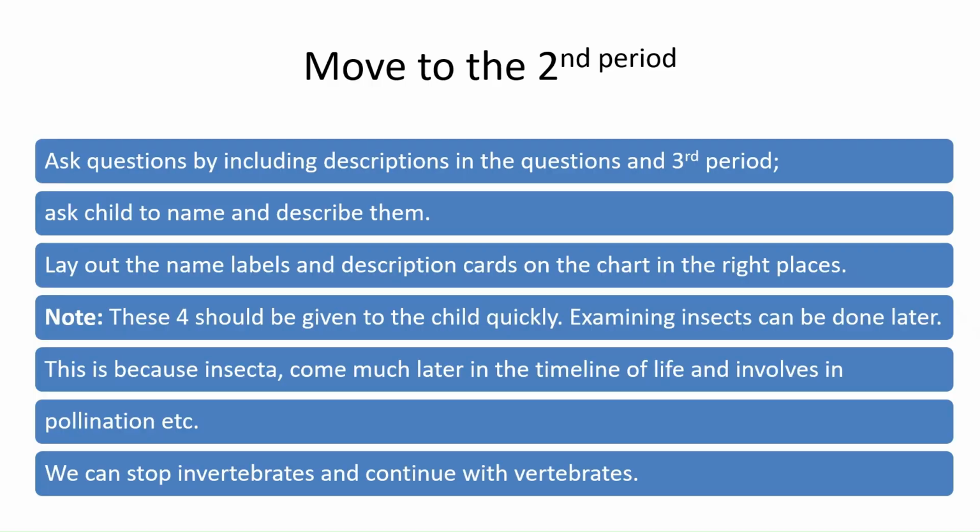Now we move on to the second period by asking questions and include descriptions in the second and third period. Ask child to name and describe them. Lay out the name labels and description cards on the chart in the right places.